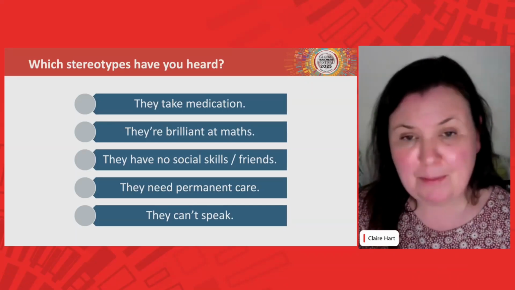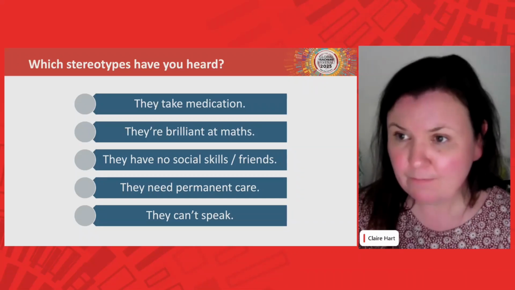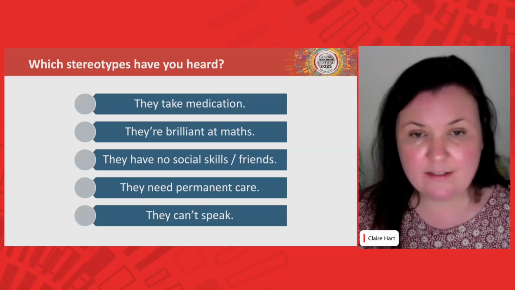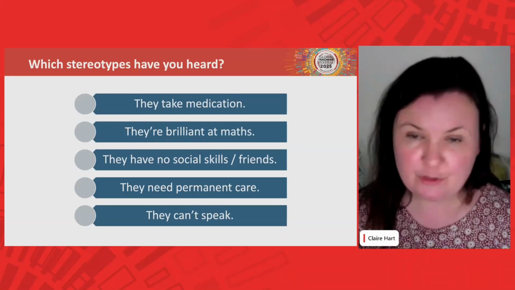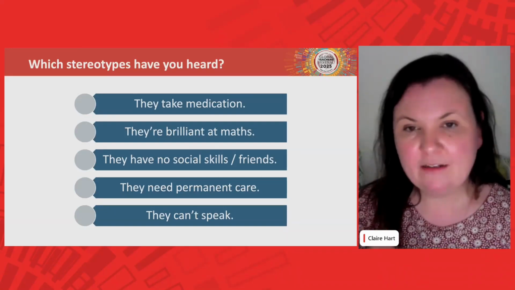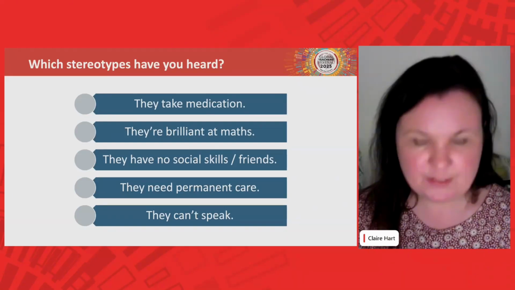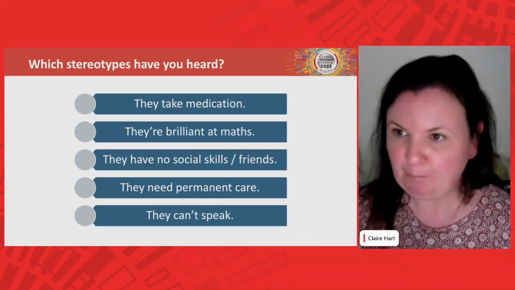Some autistic people may take medication for depression because there's a high incidence of depression amongst autistic people, including autistic children. But generally being autistic is not something that you need to take medication for.